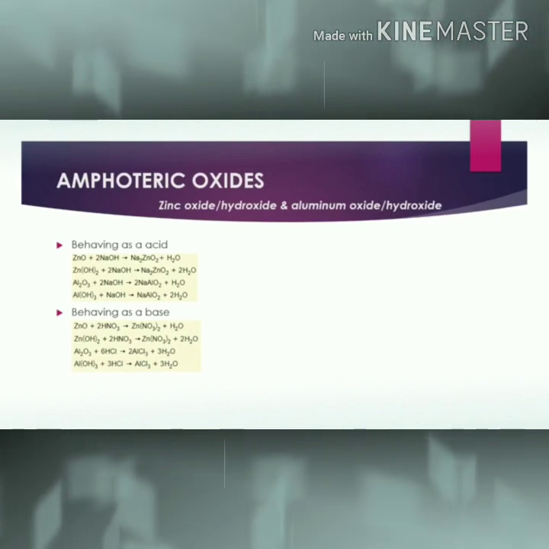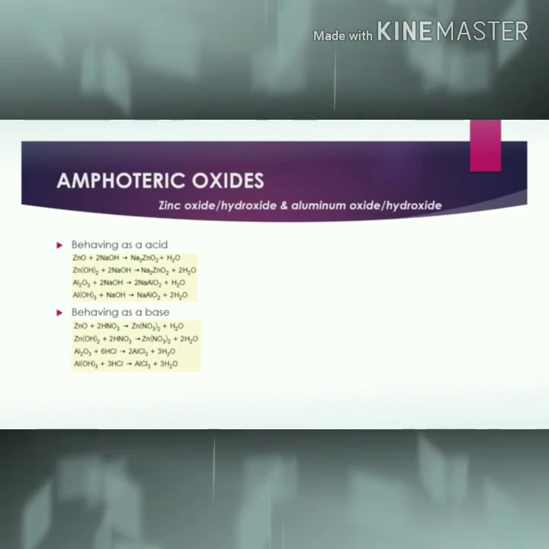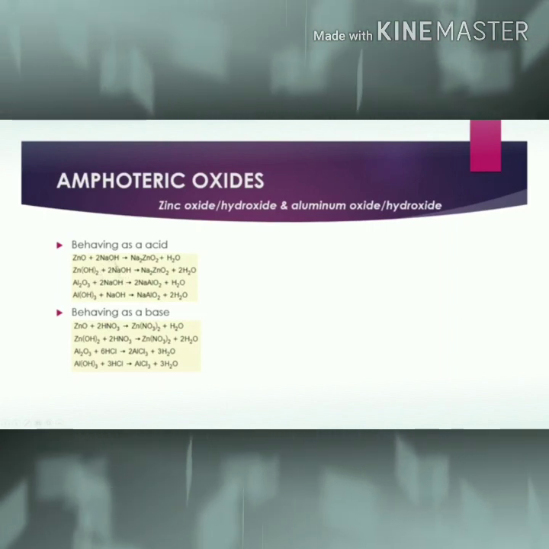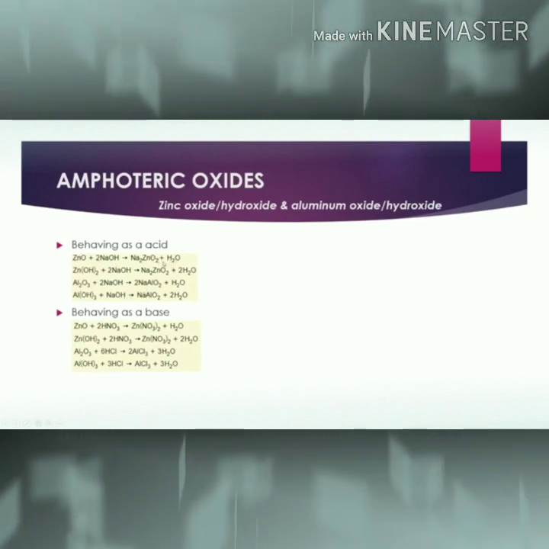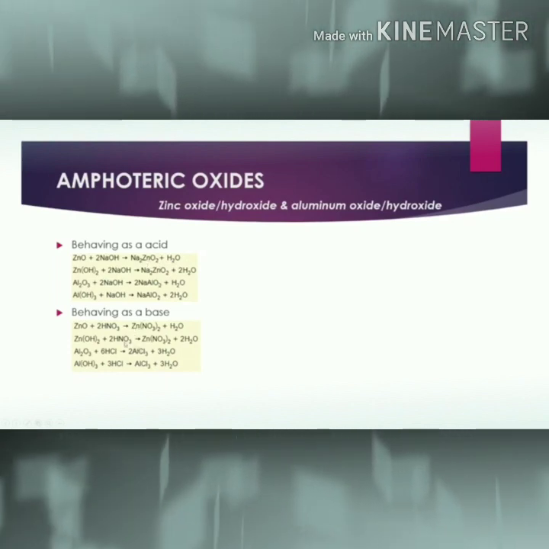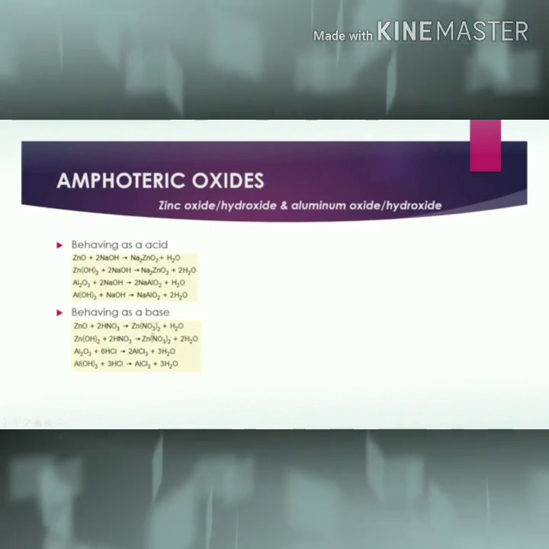So now let us have examples of amphoteric oxides, how they behave as an acid and then behave as a base. You could see the zinc oxide, when it reacts with sodium hydroxide, it gives rise to sodium zincate, or Na2ZnO2, plus water. Okay, so zinc oxide here plays as an acid and sodium hydroxide is a base. It is an acid-base reaction, gives rise to salt and water.